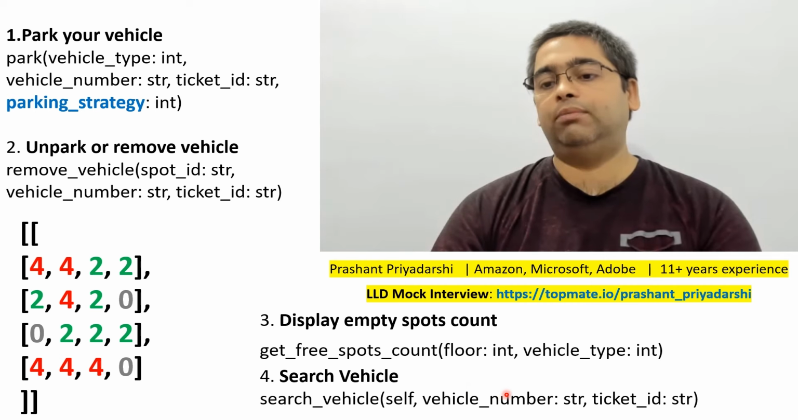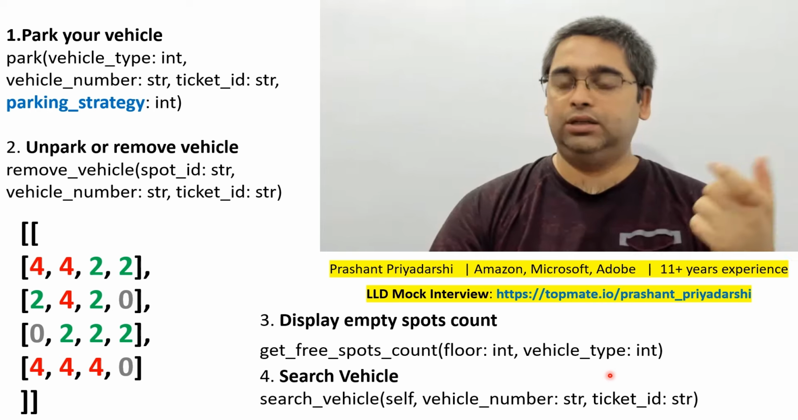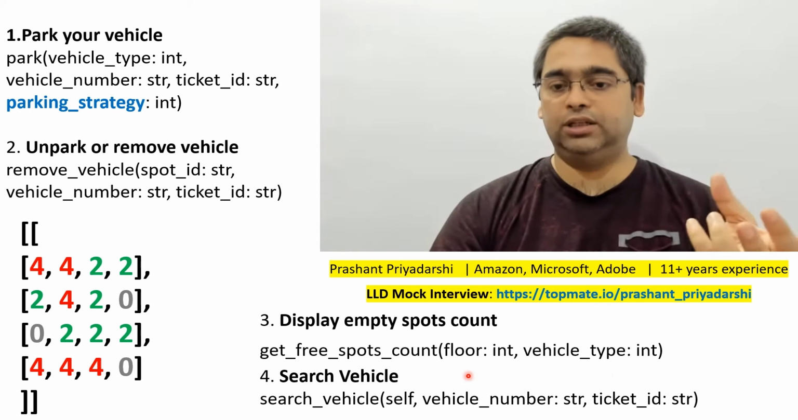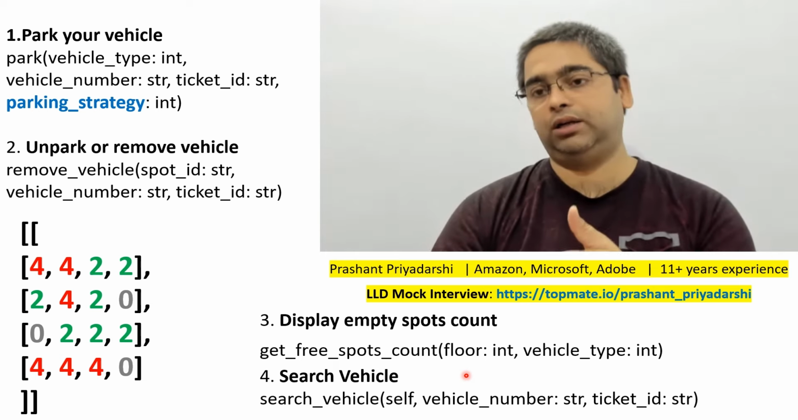You give your vehicle number or your ticket ID. It can be your current ticket ID or from the past, and it will return you basically the spot ID where your vehicle was parked in the past or where it is parked now.